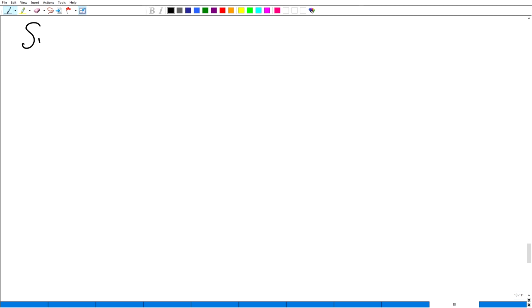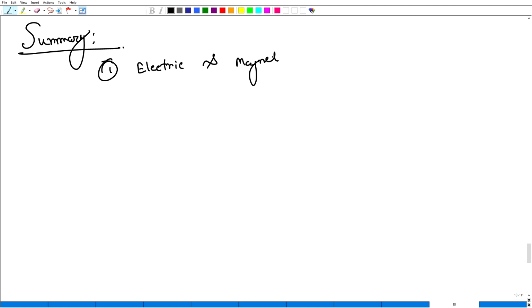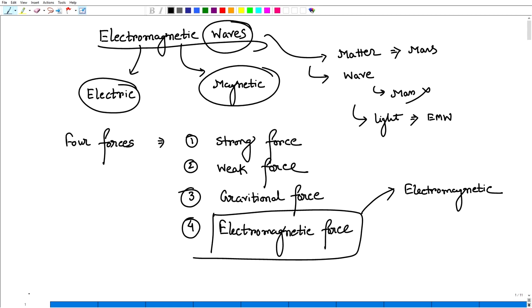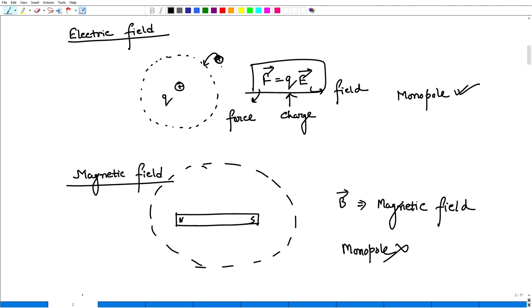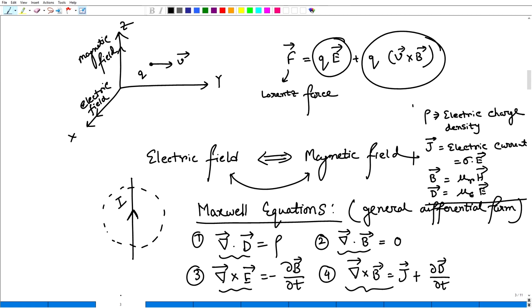So now at last, the summary. What we studied: first we discussed our electric field, what is the electric field and magnetic field. Okay. Next, we studied the electric field and magnetic field. Here we discussed the 4 forces, and after that the electric field and magnetic field. Next we discussed our Lorentz force and Maxwell equations.